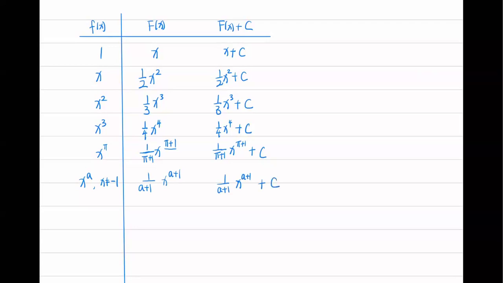And here, this is why I excluded the case that a is negative 1. Sorry, it should be a. I excluded the case that a is negative 1, because when a is negative 1, the denominator becomes 0. This has to be excluded. Now let's focus on the case x to the negative 1. Okay, think about this. What's the antiderivative?